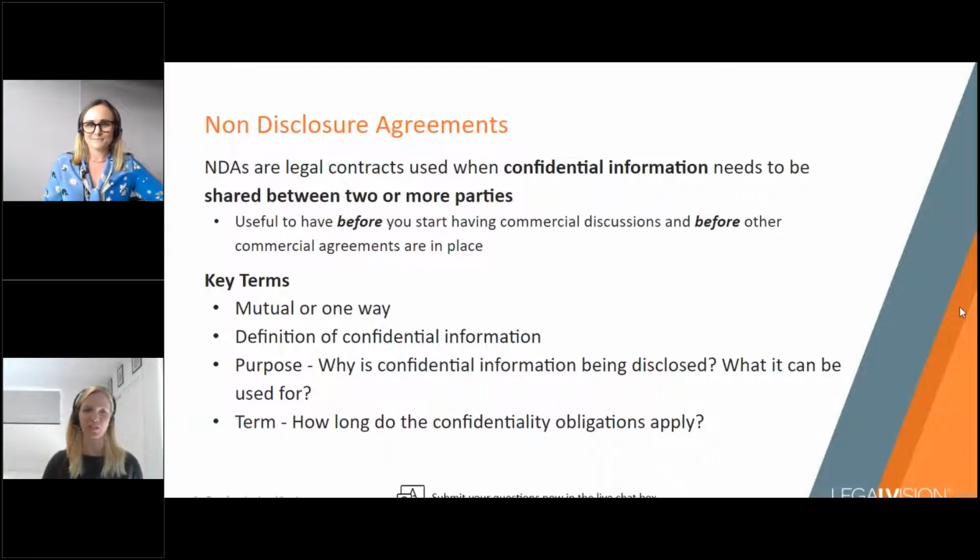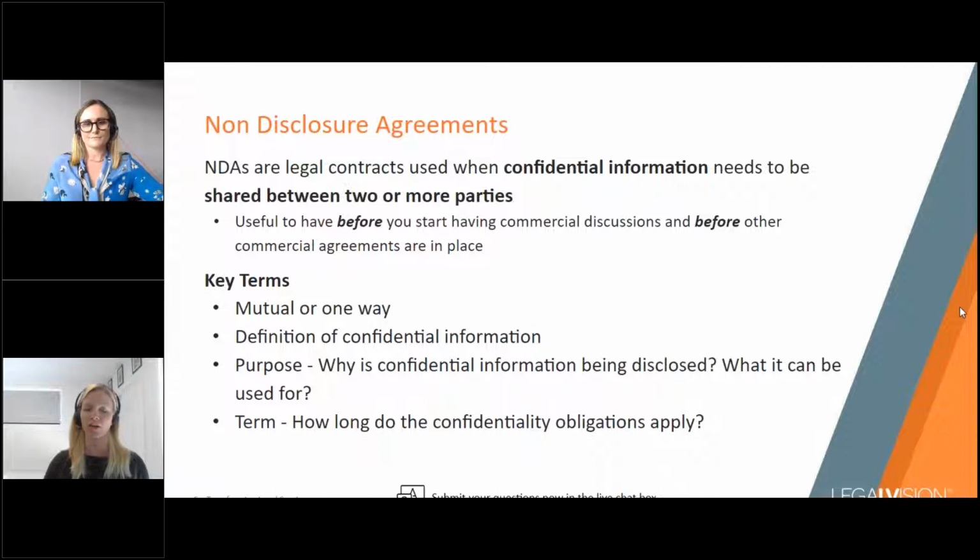Thanks, Ali. So a non-disclosure agreement is a legal contract which is used when confidential information needs to be shared between two or more parties. Ideally, you should have them in place before you start having commercial discussions with another party and before you share any of your commercial or proprietary information with them. Normally, a non-disclosure agreement sets the stage for parties to then have discussions about entering into perhaps a more formal commercial arrangement or transaction. There are some key terms you need to be aware of with confidentiality agreements.